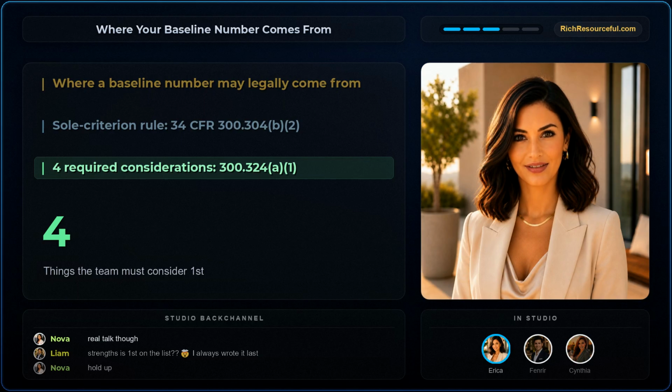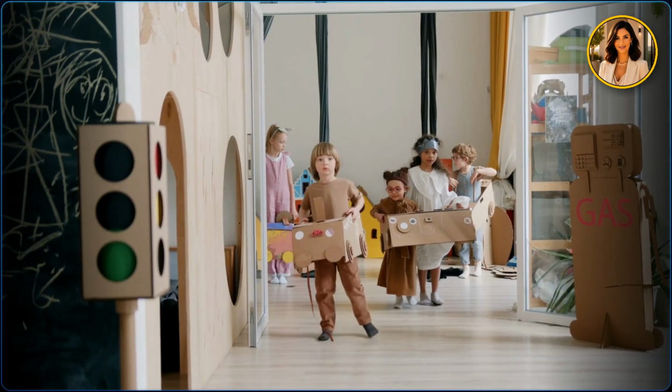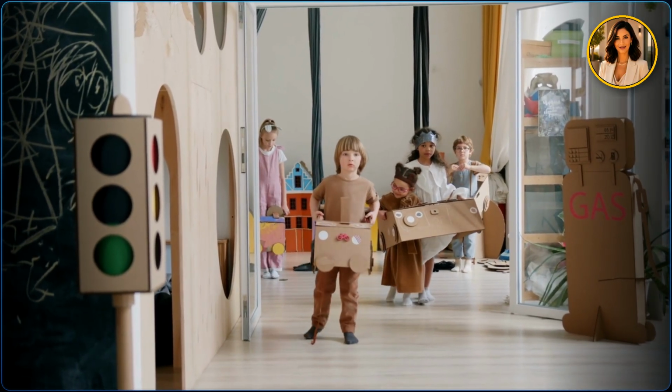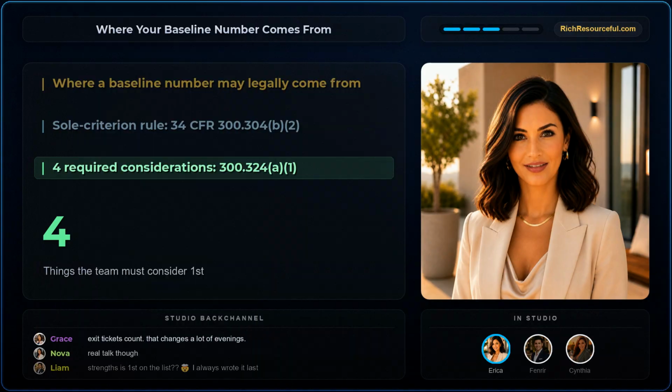The existing data route is the one almost nobody uses. Work samples. Curriculum assessments you already give. October's observation. Information provided by the parent. All of it counts as... Stop. My point exactly. Erica, take the wording. A variety of assessment tools and strategies to gather relevant functional and developmental and academic information about the child, including information provided by the parent, word for word.